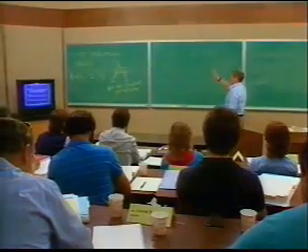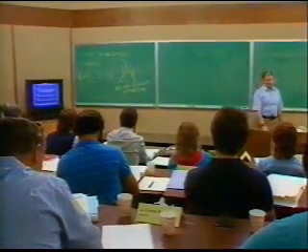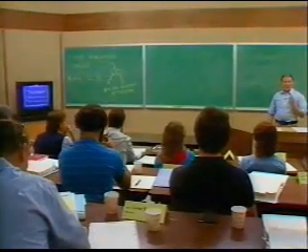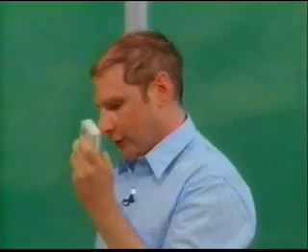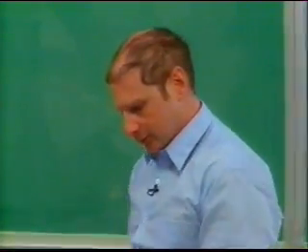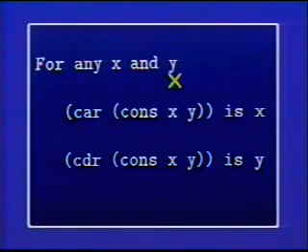Okay, so those are pairs. There's cons that constructs them, and what I'm going to know about cons, car, and cdr is precisely that if I have any things x and y, and I use cons to construct a pair, then the car of that pair is going to be x, the thing I put in, and the cdr of that pair is going to be y. That's the behavior of these operators, cons, car, and cdr.